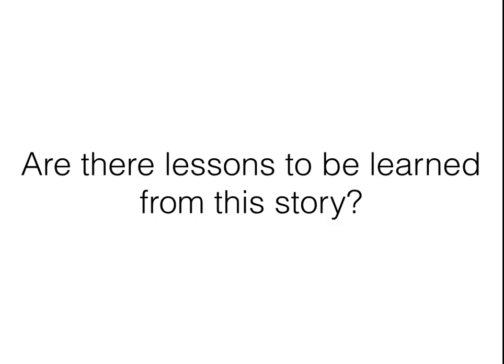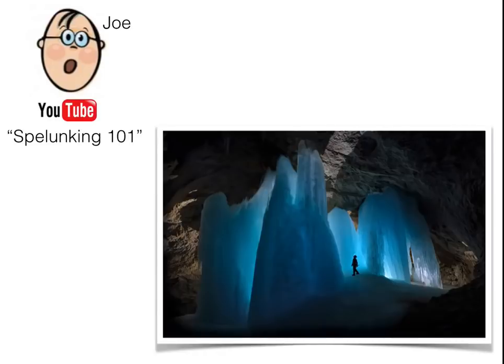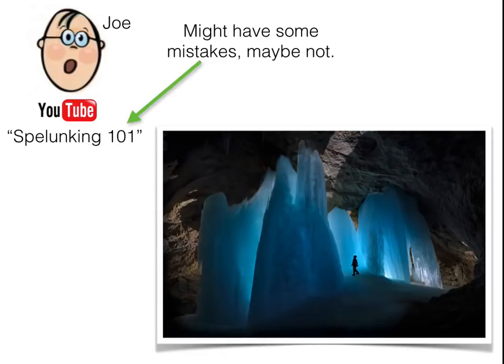So, are there lessons to be learned from this story? Yeah, here's a little parable for you. Take a guy, we'll call him Joe. Joe's got a YouTube channel, and Joe's really interested in spelunking. He just loves crawling through those caves. So he makes a video called Spelunking 101. Now, is it possible Joe made some mistakes? Yeah, he might have made some mistakes.